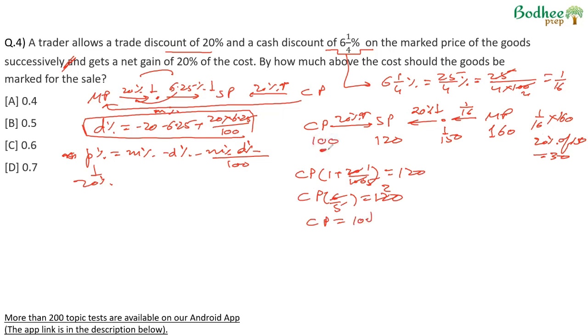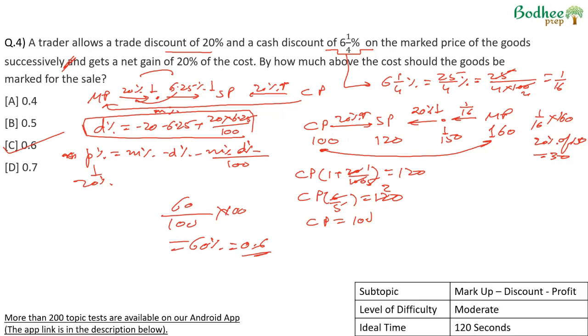So an article for which the cost price was 100 has been marked up to 160. So an increase in price of 60 on a base of 100 gives us the markup as 60%, which is nothing but 0.6. Option C. Again, whether we choose the first method or the second method, we will get the answer. It should not take more than 2.5 minutes, but because there are two different steps involved, calculating the successive change and then another successive change using PMD, I am saying a moderate level of difficulty question.